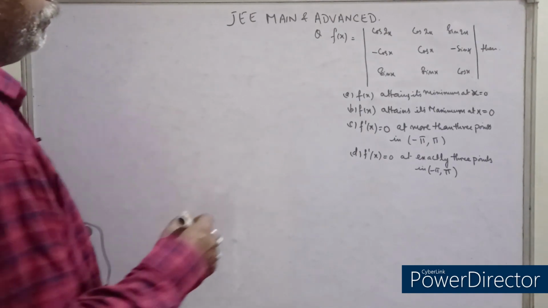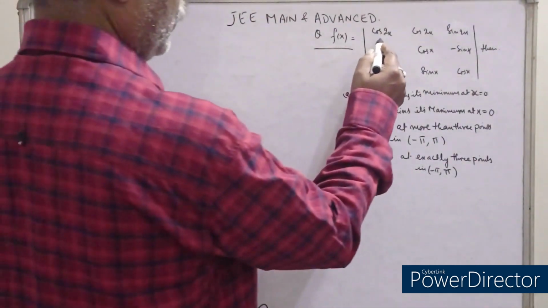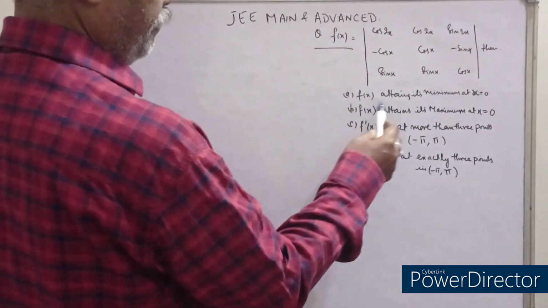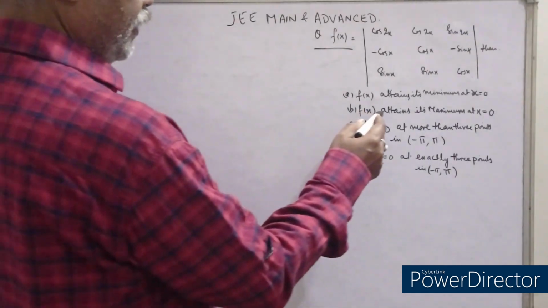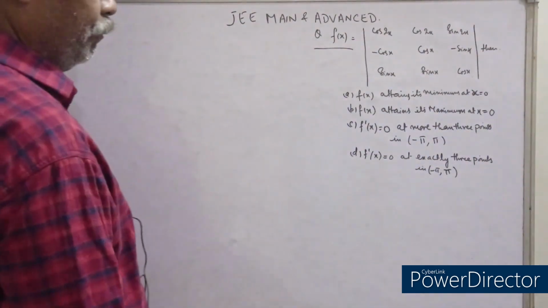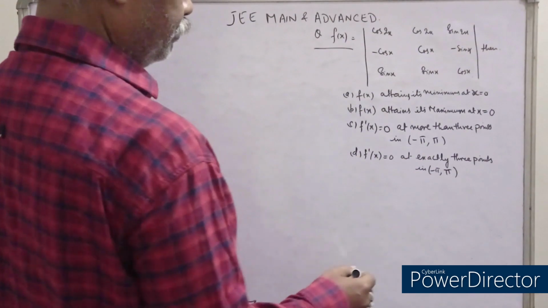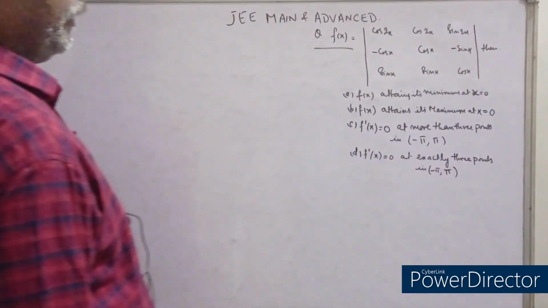Now today my question is this. This is cos 2x, this is a determinant, and f(x) attains its minimum at x equal to 0. f(x) attains its maximum at x equal to 0. f'(x) is equal to 0 at exactly 3 points in minus pi to pi.